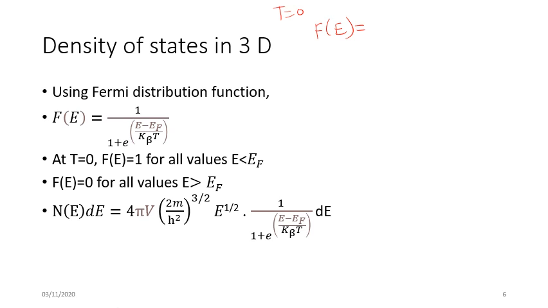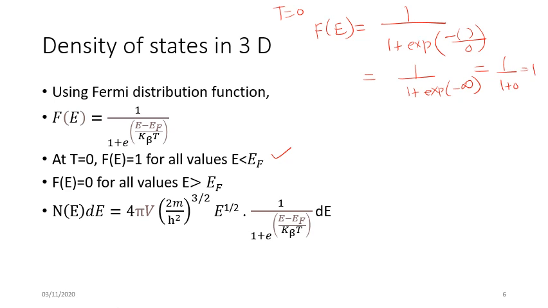Let's say the Fermi distribution function F(E) at T equal to 0. F(E) is equal to 1 upon 1 plus exponential raised to (E minus EF) divided by kT. First case is E less than EF. There will be some negative number divided by k, a positive number, into T which is 0. So a negative number divided by 0 gives me negative infinity. So 1 upon 1 plus exponential raised to negative infinity, and exponential of negative infinity is 0. So 1 upon 1 plus 0 is 1. That's why the Fermi distribution function has value 1 for T equal to 0.